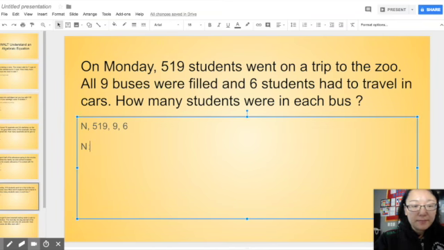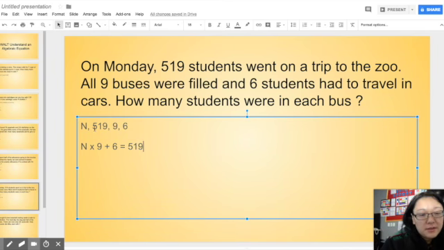times 9. So the number of students in each bus times 9 buses plus 6 equals 519. So hopefully that makes sense. So N, number of students in each bus, times 9 buses plus 6 equals 519.